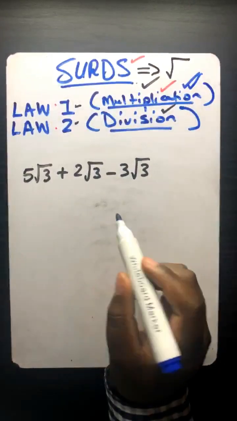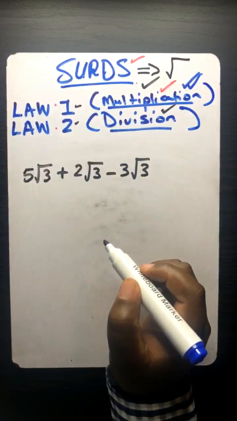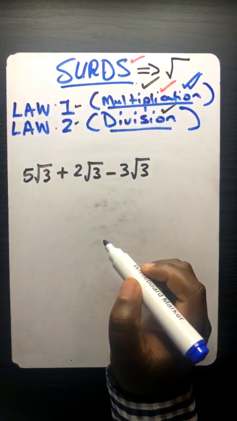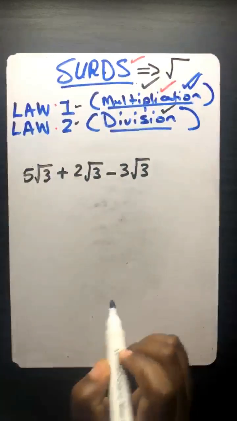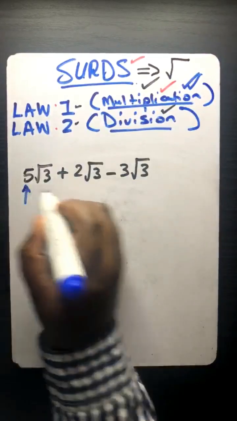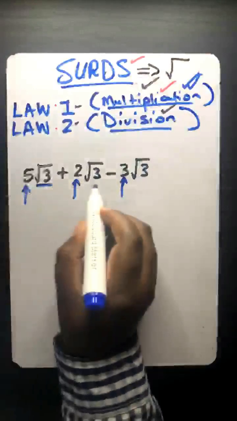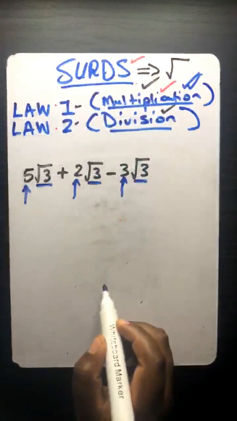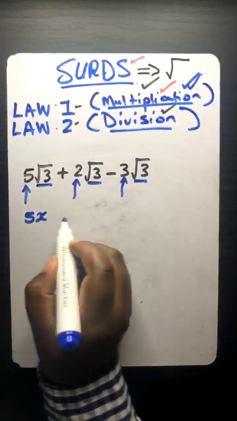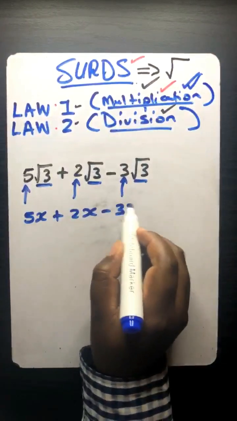I'll just quickly explain that. For the maybes and the no's, think of this as the following. You are having a coefficient, a coefficient, a coefficient. Can you see? This is the same. So this thing, it's more like you are having 5x plus 2x minus 3x.